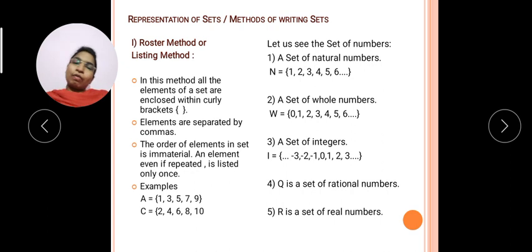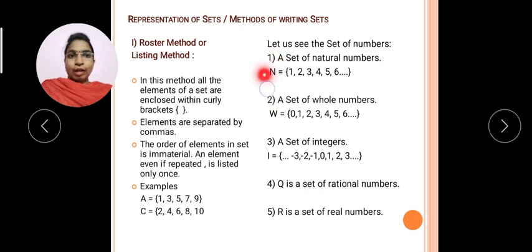Now students, all of you know very well some sets of numbers. Now listen, here I am going to explain 5 sets of different numbers. When the natural number set is asked, it is compulsory to use the capital N.